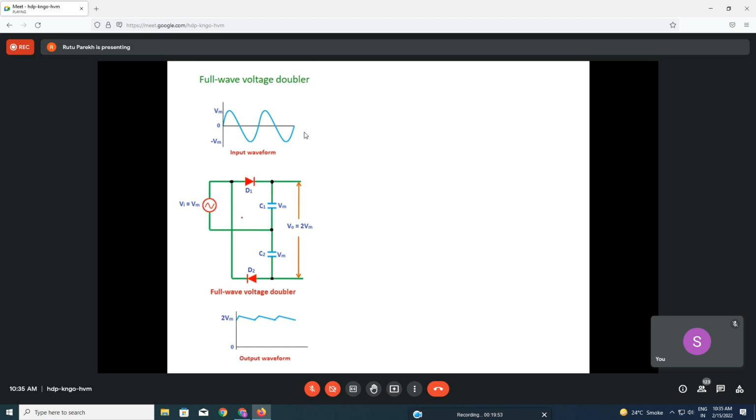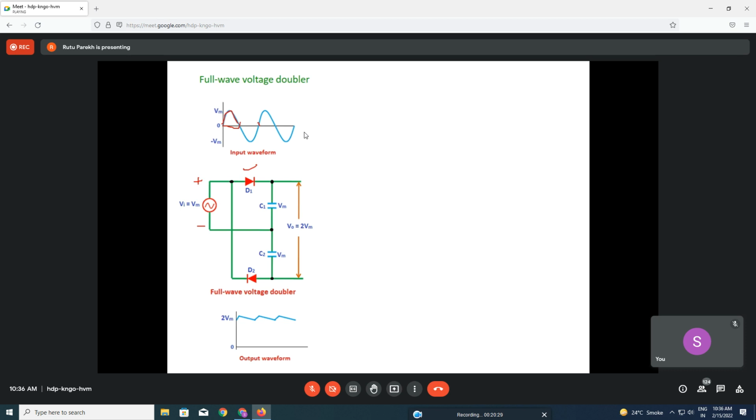Here what is happening is that, as I said, you start with the positive half, and then we'll go for the negative half. So during this positive half, which diode is on as per the polarity? I can write positive here and negative here. So this negative here and this positive here. Which diode is forward biased? So this D1, positive is coming here. So D1 is forward biased, right?